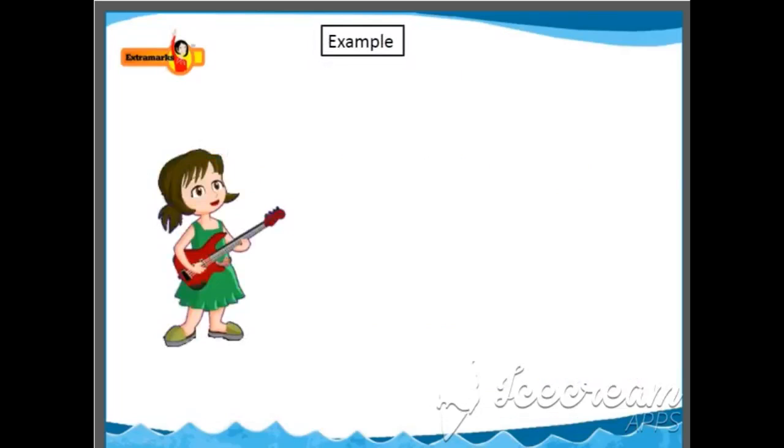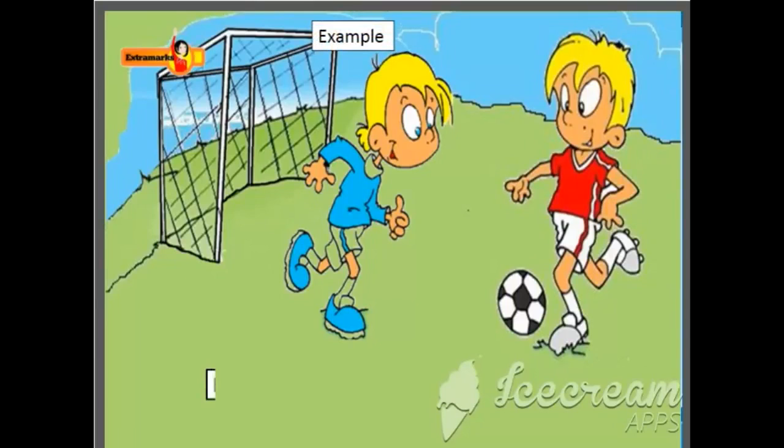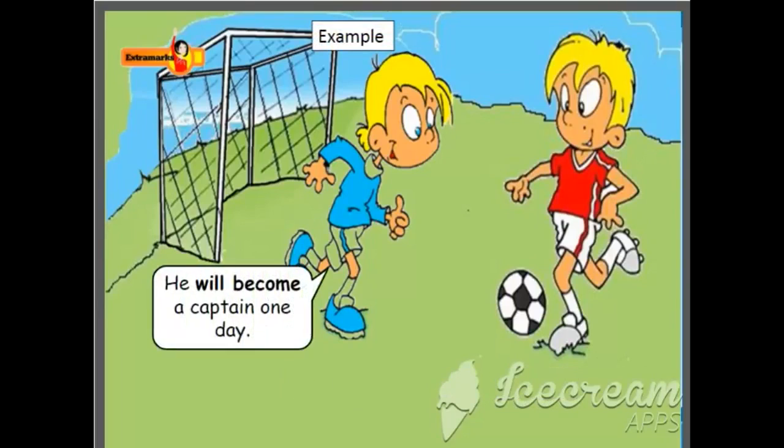Let's look at the examples. I combines with will and sing to form I will sing on our school's annual day. He combines with will and become to form he will become a captain one day.